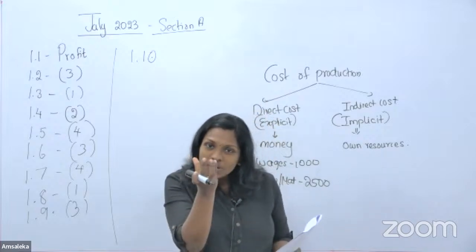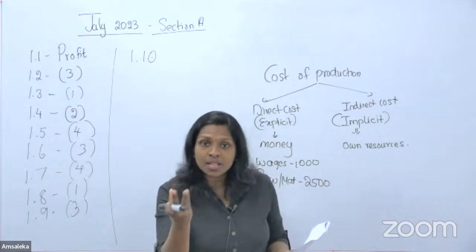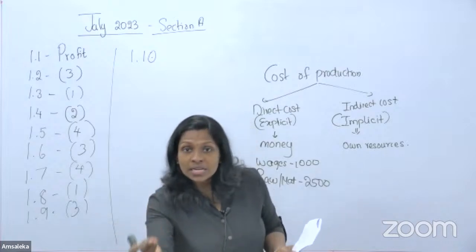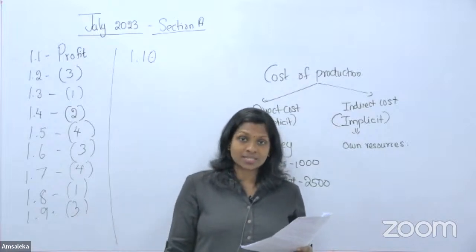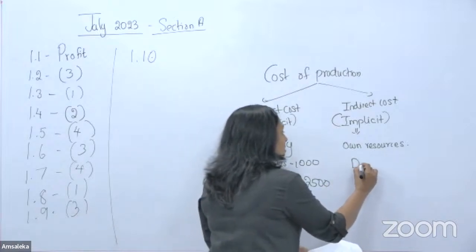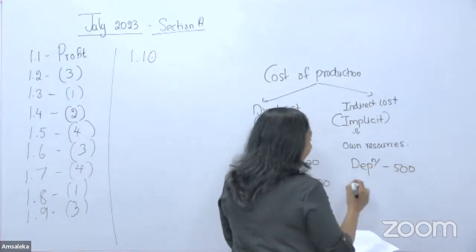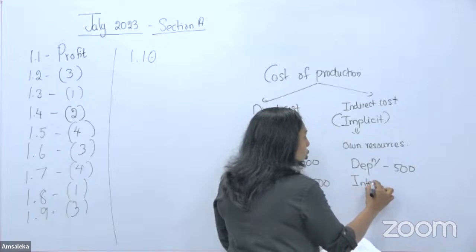So can you see how much value? Is it visible? No, but indirectly you are sacrificing. You are giving the value from your own assets. So economic depreciation is the implicit cost. It's about 500. And interest income forgone.